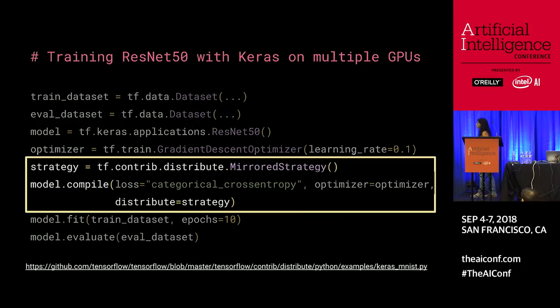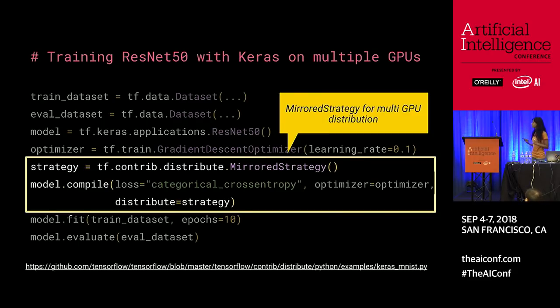It's actually very simple. You need to make only 2 changes. First, create an instance of something called MirroredStrategy. And second, pass the strategy instance to the compile call with the distribute argument. That's it. That's all the code changes you need to now run this code on multiple GPUs using Distribution Strategy. MirroredStrategy is a type of Distribution Strategy API that we introduced earlier. This API is available in the TensorFlow 1.11 release, which will be out very shortly. And at the bottom of the slide, we've linked to a complete example of training MNIST with Keras and multiple GPUs that you can try out.